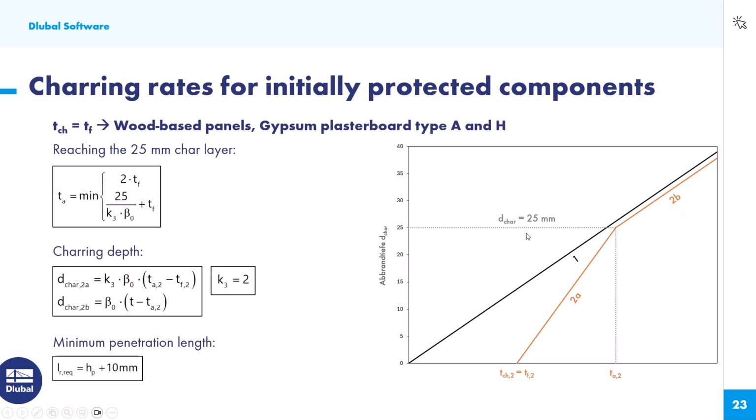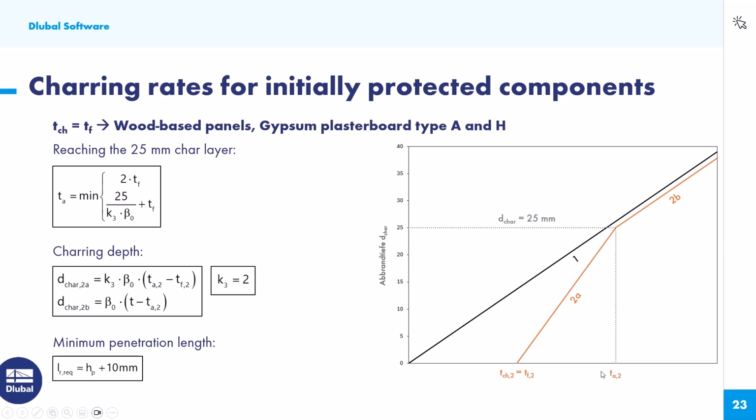You see here the charring depths for part 2A, and here we see this factor K3, which is 2. And the reason why we have to consider an increased charring depth is nothing else than that the temperature next behind the protection is already really high, and of course the timber dries out. So, and of course the dry timber is burning much faster than wet timber. That's clear, I guess. And that's why we have to consider this increasing charring rate.